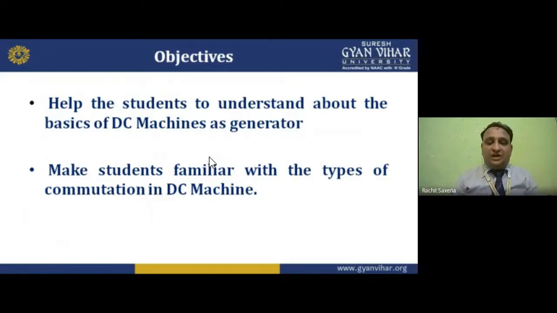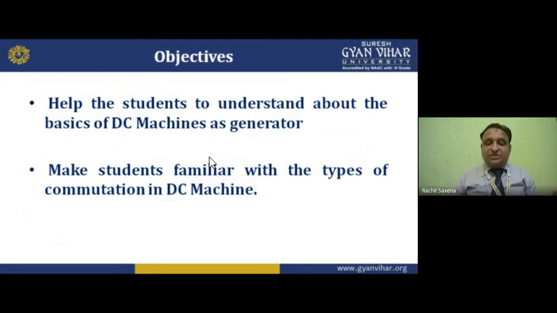If I am going to deliver a new lecture to you, my dear student, there will be some motto from my side, and if you are learning this, you have some objective. So my first objective is to have you understand the basics of DC machines as generator. DC machine fundamentals cover motor and generator both, but in this lecture I am telling you about the DC machine as a generator. In this we are going to study the working principle of a generator. That is the first, basic part.